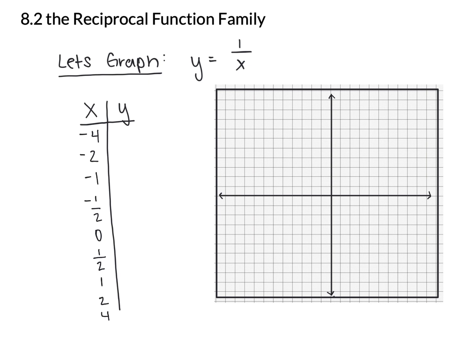So if we put our y values here, we'll see that when x is equal to -4, y is equal to -1/4. When x is equal to -2, y is equal to -1/2. Okay, so if we keep going, we'll see that at -1, our y value is -1. -1/2 is not on our table, but I'll tell you that the y value is -2. And then at 0, we have an error. We'll get to why in just a minute.